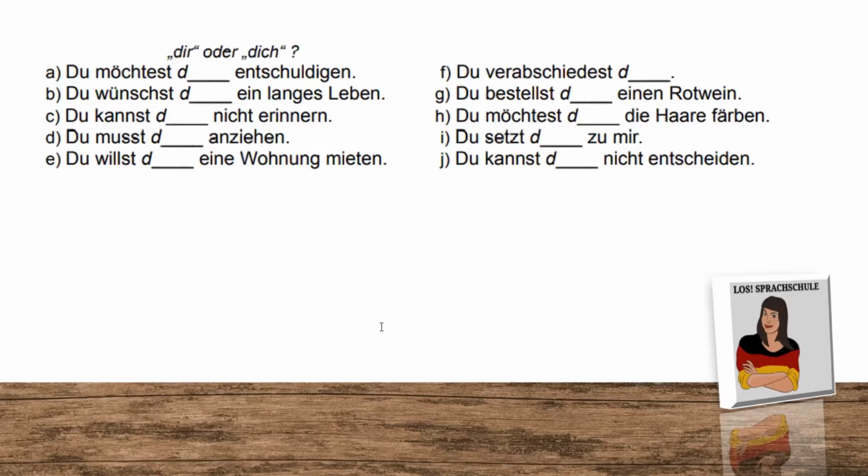The last exercise for today, you have to decide if you want to use dative or accusative in this reflective terms. Dir or dich. Dir is dative, dich is accusative, of course, but I want to write it because maybe you haven't learned the tables yet. You can press pause and try it.